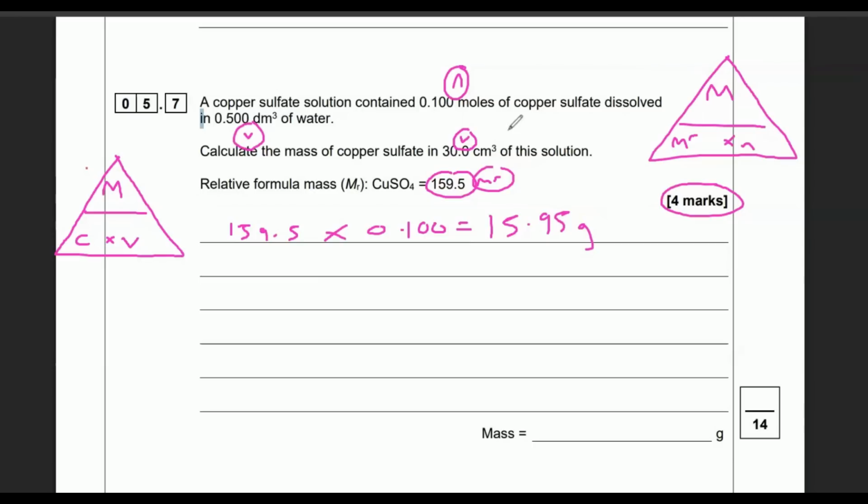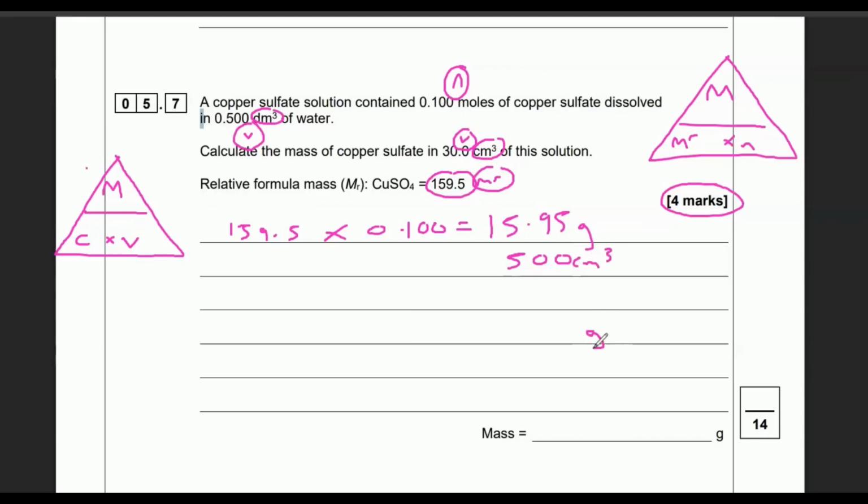Now, this is a volume and this is a volume, but what do you notice that's different? That's centimeters cubed and that's decimeters cubed. I want to put these both in the same. You can either divide that by 1,000 or you can times that by 1,000. I'm going to times the 0.5 by 1,000. So basically, I've got 15.95 in 500 centimeters cubed.